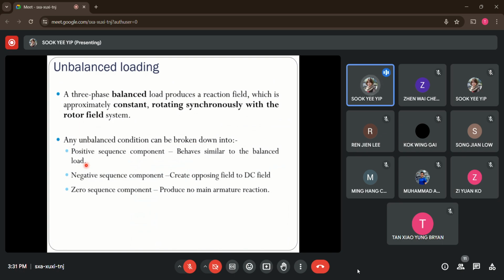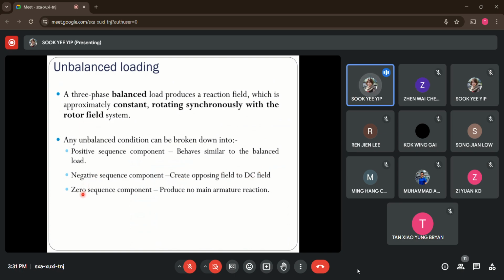Balanced load means that each phase has the same magnitude of impedance, so there is no difference. If there is a difference, that is an unbalanced load condition. The other component you can find is known as the negative sequence component. This one is a bad one. Why? Because it creates a field which opposes the DC field excitation circuit, so it creates a dragging force on this excitation circuit.